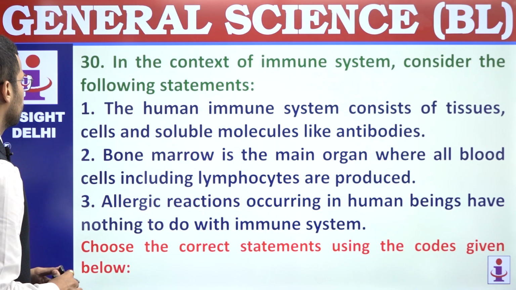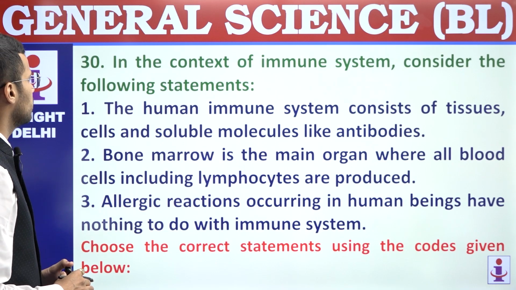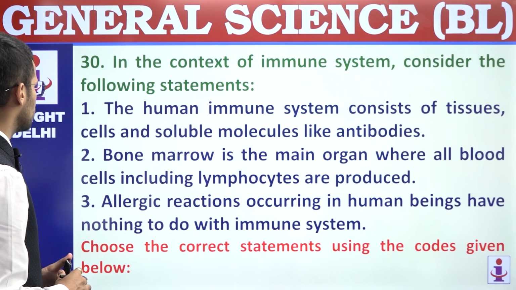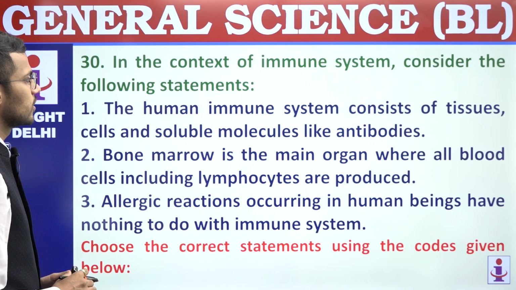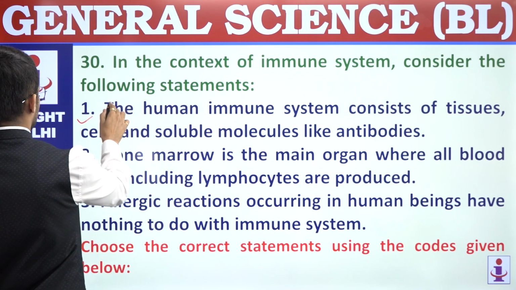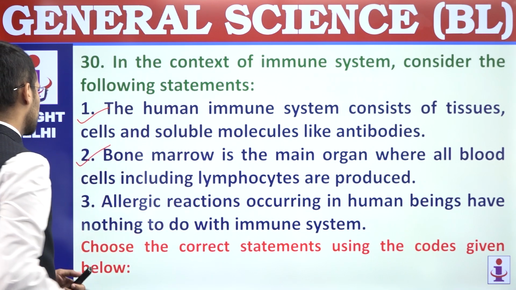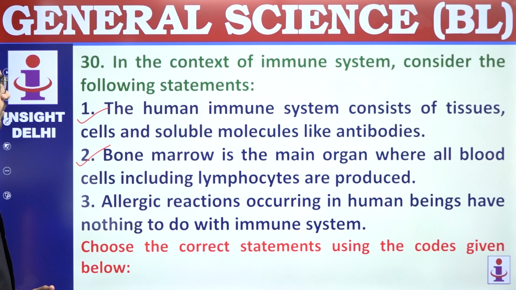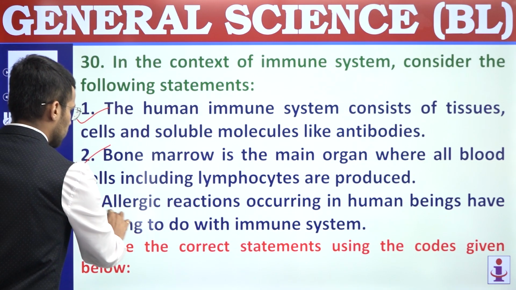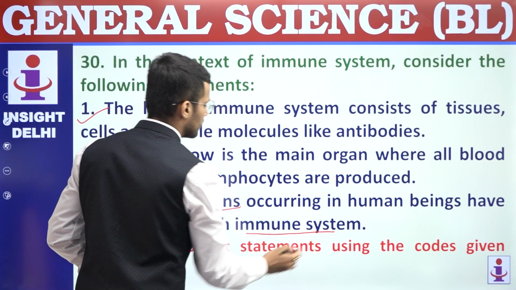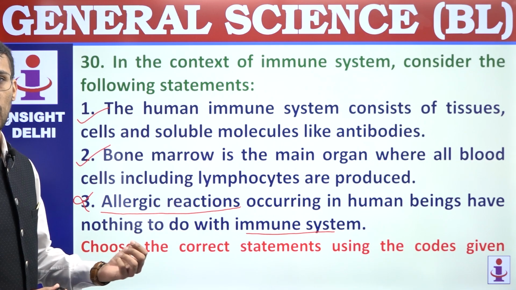Next, 30. In the context of immune system, consider the following statements. First, the human immune system consists of tissues, cells and soluble molecules like antibodies, right? So correct statement. Second, bone marrow is the main organ where all blood cells including lymphocytes are produced. Correct statement. Third, allergic reactions occurring in human beings have nothing to do with immune system. This statement is incorrect because allergic reactions are the result of immune system, or they help in the building of immunity of an individual.